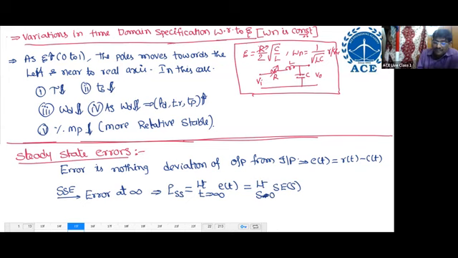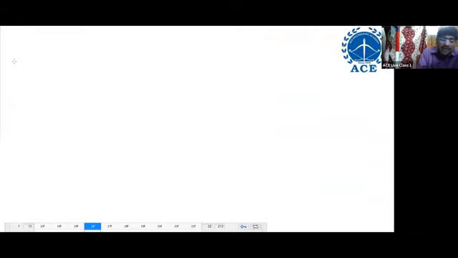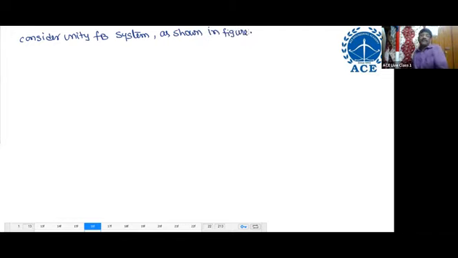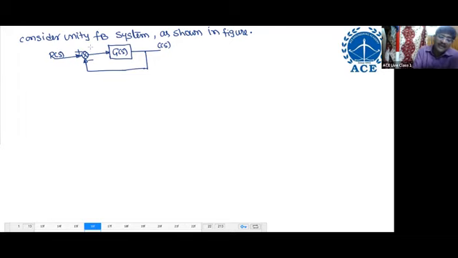Next, consider the unity feedback system as shown in the figure, with R of s, G of s, C of s, and feedback 1. Here we find E of s.